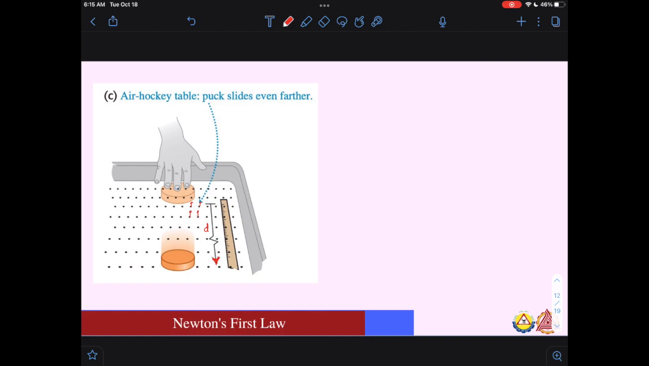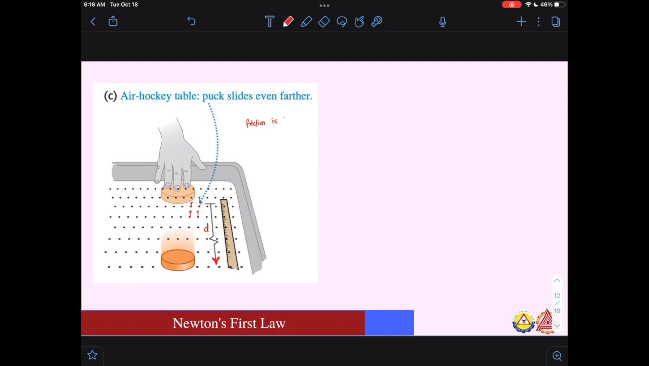So, in this case, class, the friction force is already very, very small. As in, your friction force in this case is really tiny. It is very, very small.